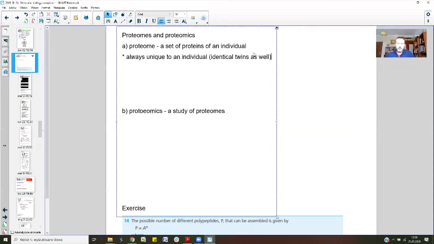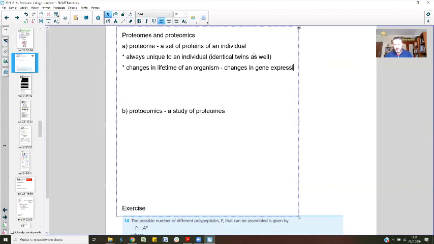Moreover, the proteome changes in our lifetime because some genes are expressed when we are children, some are expressed when we are adults. So the proteome is a dynamic set of proteins produced by an organism. So, changes in gene expression make us dynamically unique.